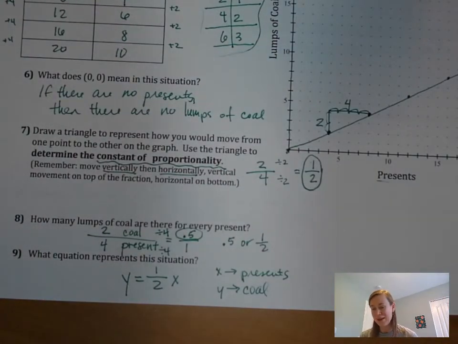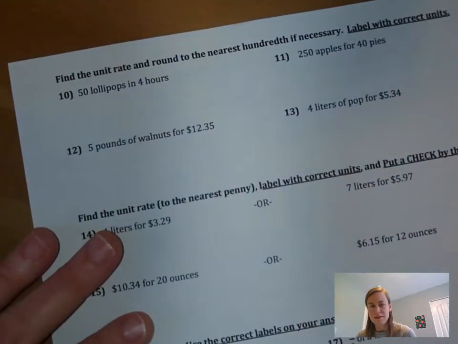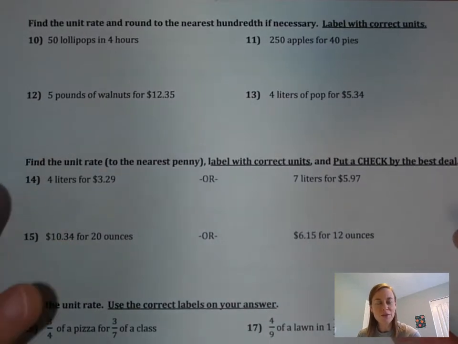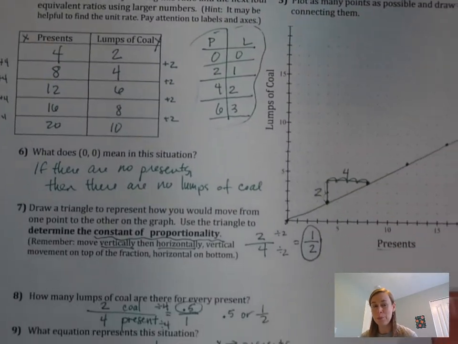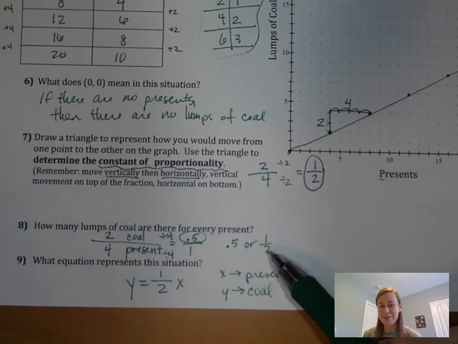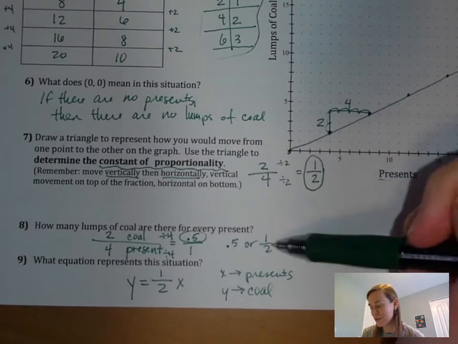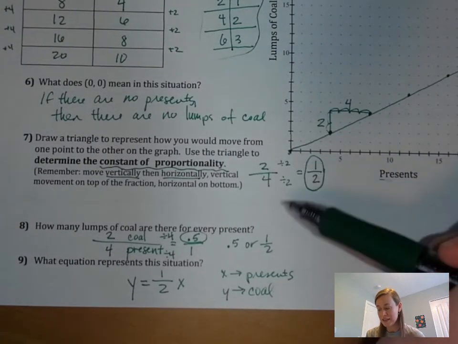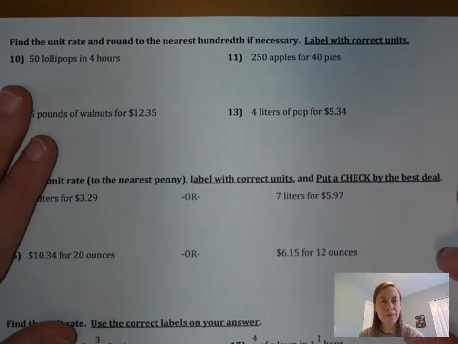Okay, so that was that section. Let's go on to the next page. All right, we've got a lot of unit rate stuff here. Now on the front page, the unit rate wasn't really used at all, at least it wasn't mentioned as unit rate. But what were you figuring out here? It was pretty much the unit rate, right? Because it was per every present. And it was the same thing here. Notice that these two numbers are the same. Is the constant of proportionality the same thing as the unit rate? Kind of is, yes.